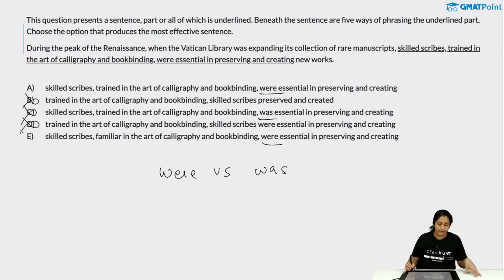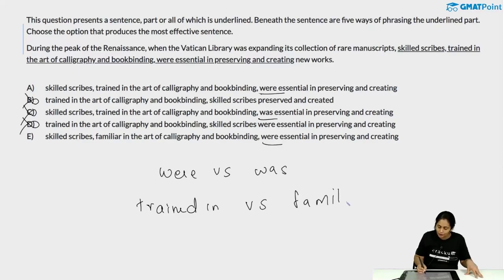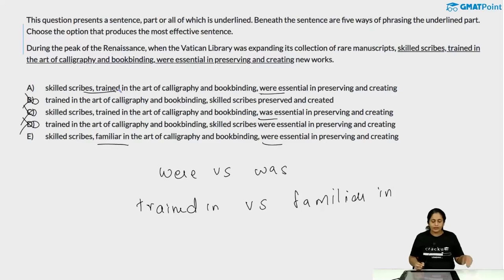Now between A and E, there's another split. You have trained in the case of A, and you have familiar in the case of E. The correct preposition to put after familiar is essentially with. Familiar with the art of calligraphy. Familiar in is incorrect. So the correct phrase to use is trained in the art of calligraphy or familiar with the art of calligraphy. So E is incorrect, A would be the correct option. So the correct option to choose is option A.